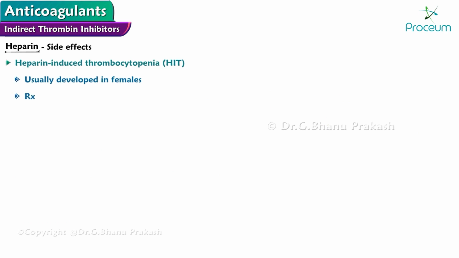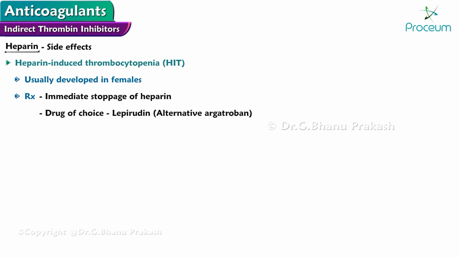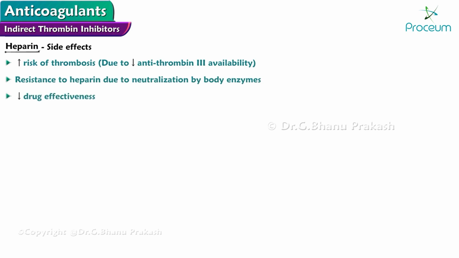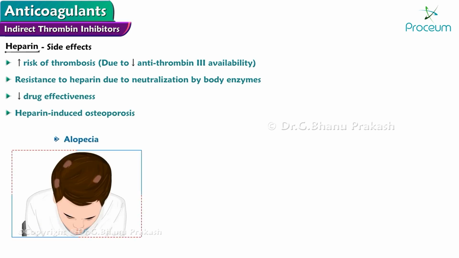Treatment of HIT is immediate stoppage of heparin, and drug of choice for HIT is lepirudin. Other side effects include increased risk of thrombosis, decreased antithrombin 3 availability, resistance to heparin due to neutralization by body enzymes, hence decreasing the drug effectiveness, heparin-induced osteoporosis, alopecia, hyperkalemia, and abnormal liver function test.